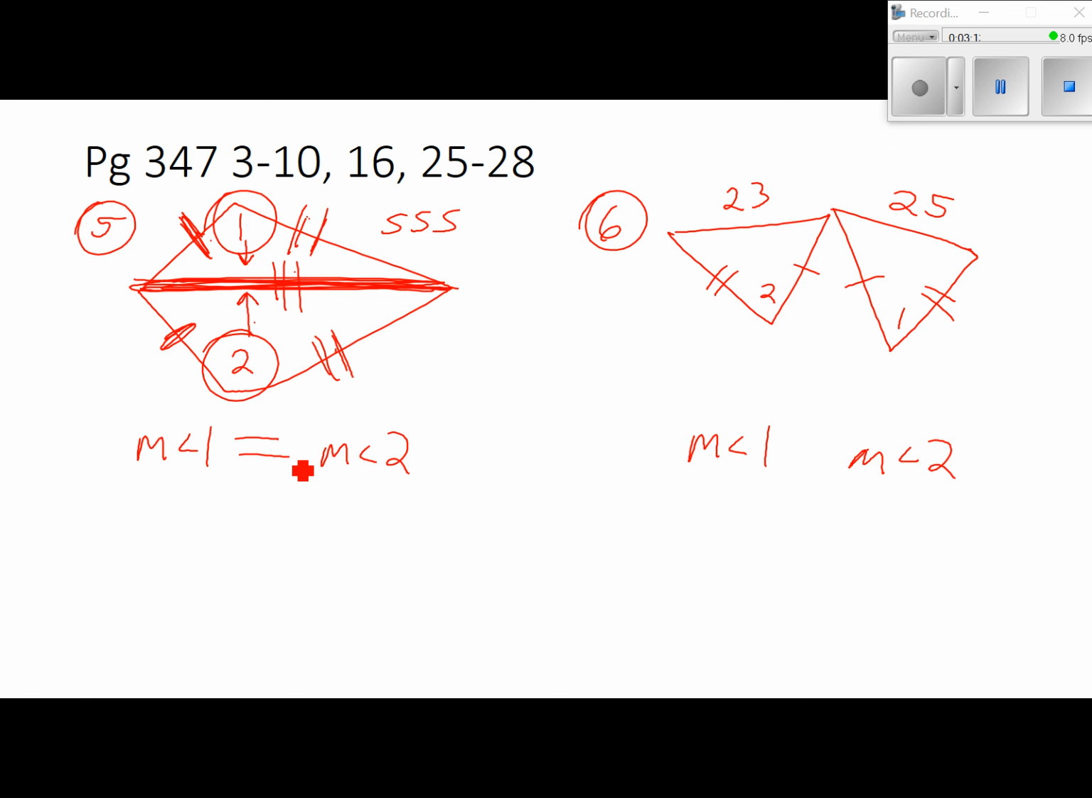Next one, we look at number 6. We got this side congruent to that side, this side congruent to that side. The included angle, angle 2 is right there, angle 1 is the included angle, it's right there. Angle 1's across from 25, angle 2's across from 23. And angle 1's across from the bigger segment, so that means angle 1 has to be the bigger angle, so it's the greater than symbol that goes in there.